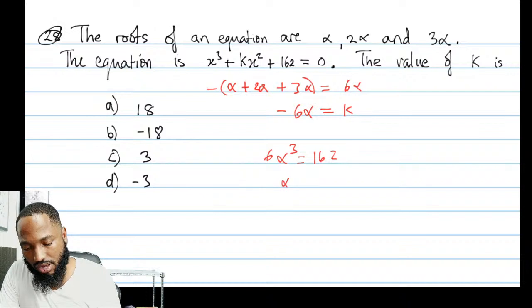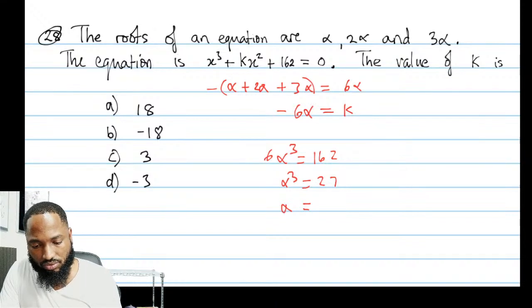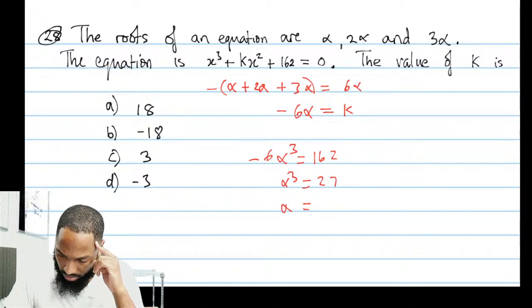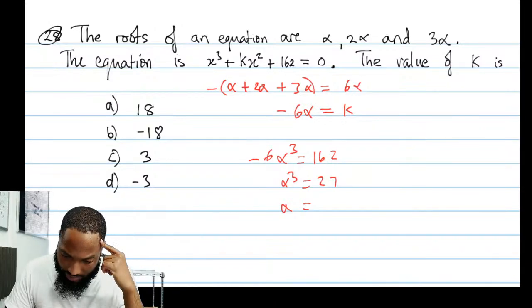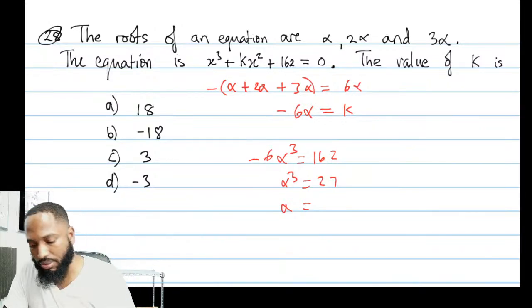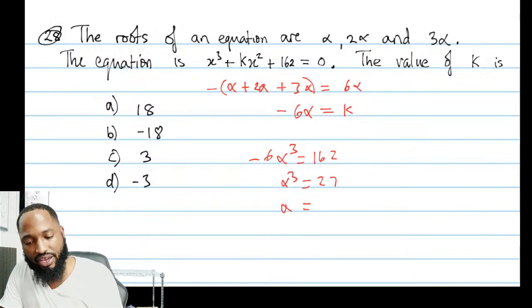27. So alpha cube is equal to 27. That means alpha is equal to... now, it has a negative in here, because of the negative product. So I can put the negative here. This is an easy question, it's just the signs.